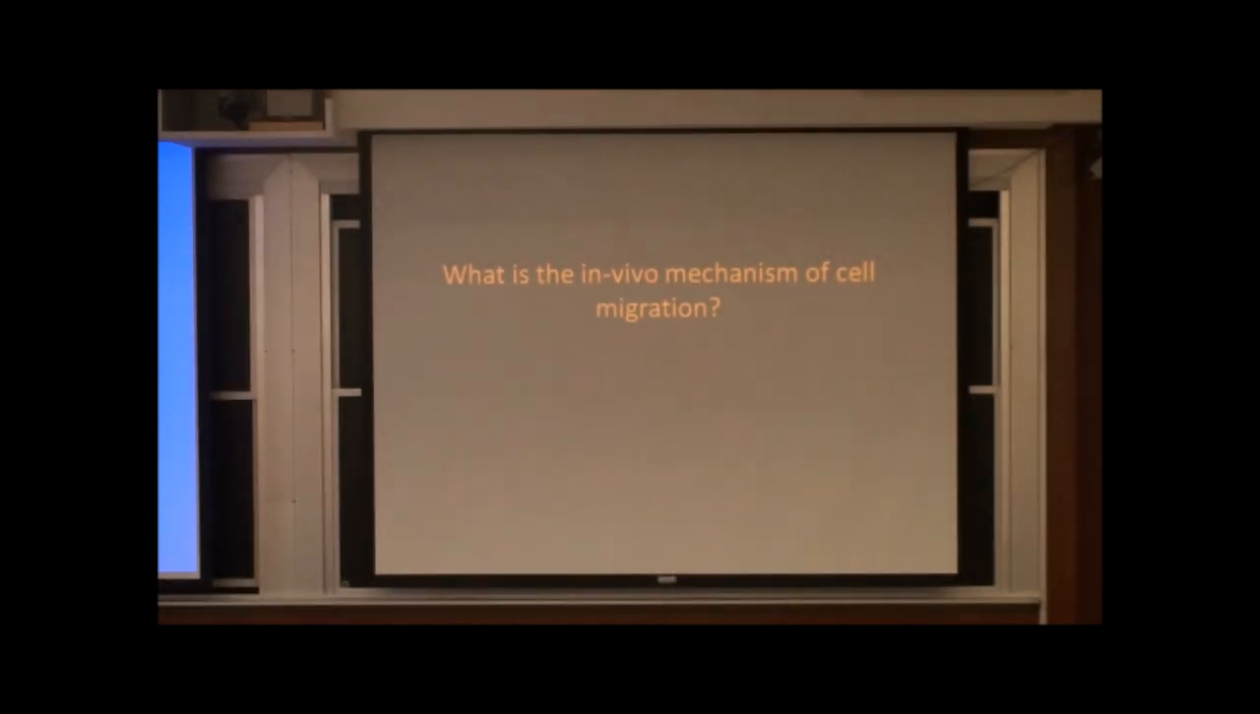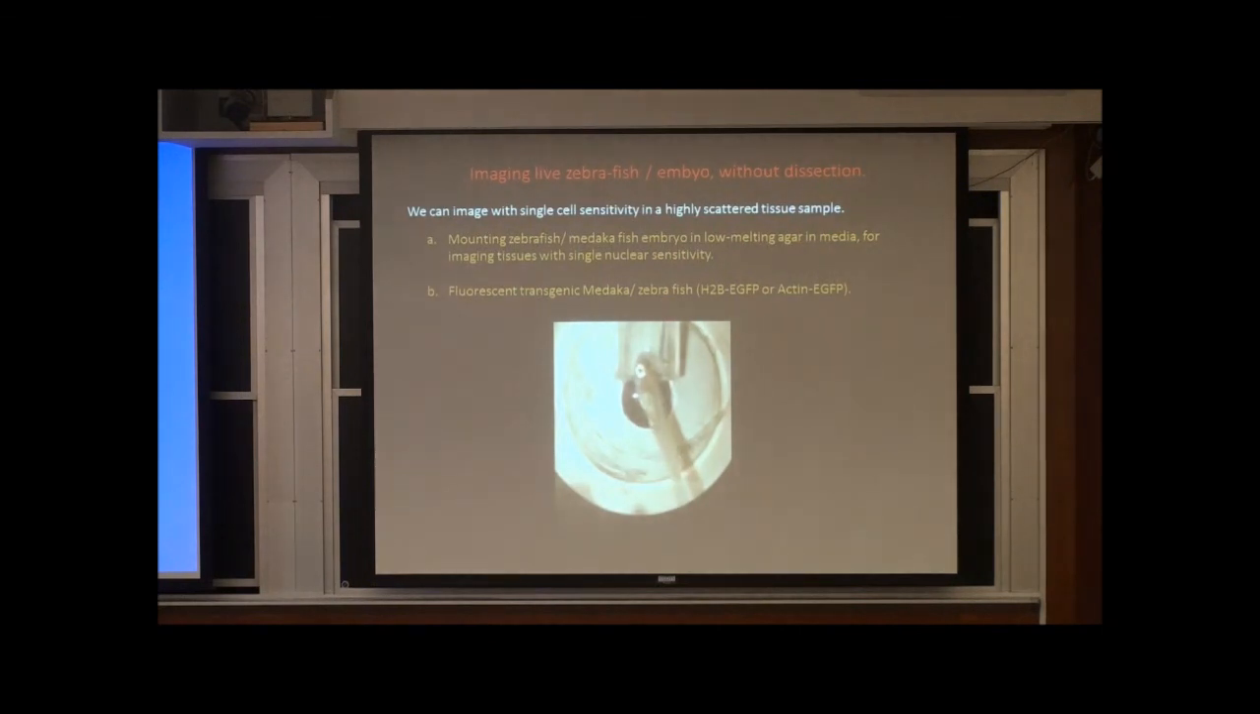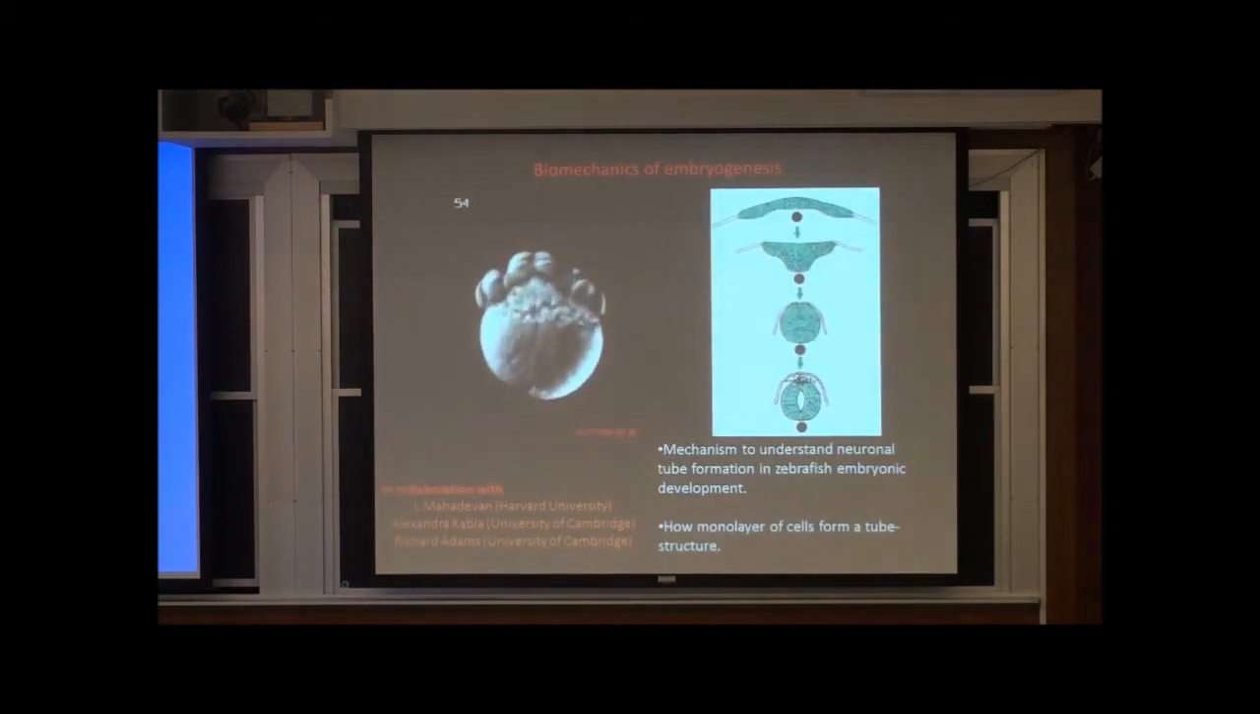To see what the in vivo mechanism of cell migration is, we can mount, say, a fish anesthetized and embedded in agar in the collection plane of the objective, or you can even do an embryo, and you can take layer by layer fluorescent imaging on this system. This is one of the projects I am doing on understanding biomechanics of embryogenesis. Roger also showed this kind of embryogenesis yesterday.